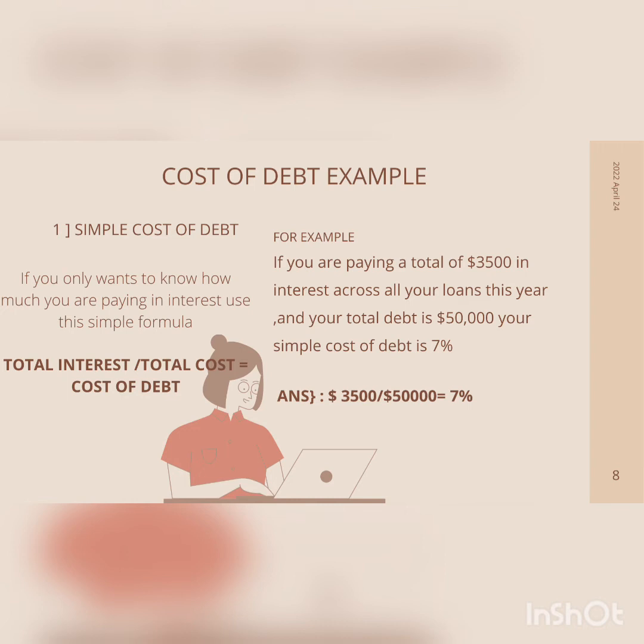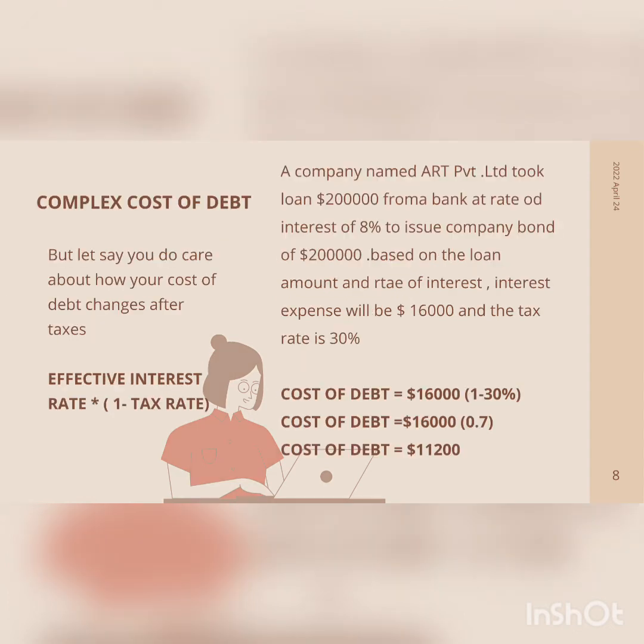Here we simply calculate total interest upon total debt, so we get the cost of debt, that is 7%. The second method is complex cost of debt. Let's say you care about how your cost of debt changes after tax. So here is a formula to calculate it: effective interest rate into 1 minus tax rate.